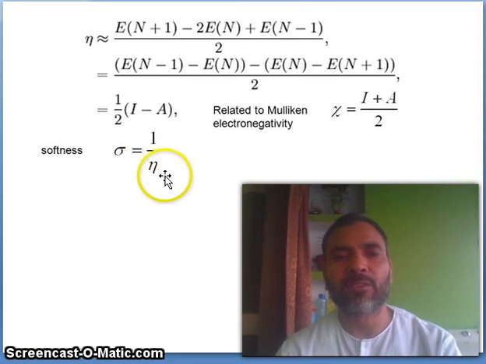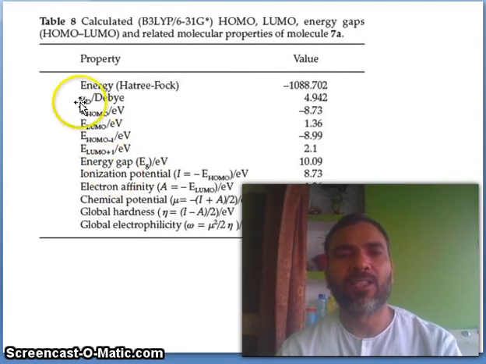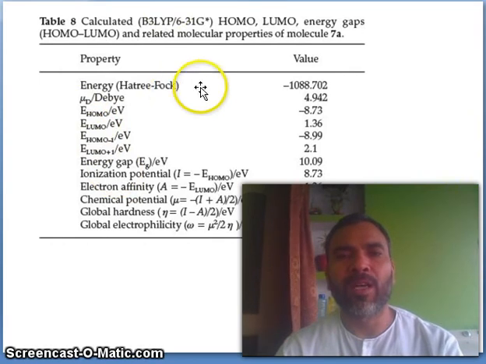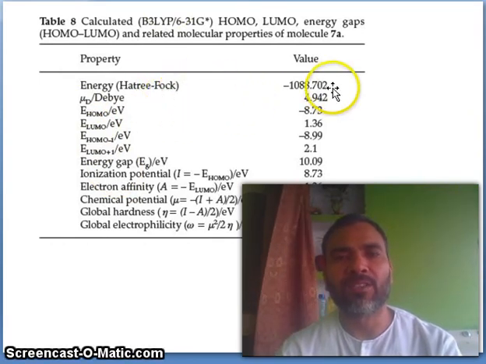So sigma is equal to 1 by eta. You know the eta, you can calculate the sigma. So in this paper, how are people writing? The total energy in Hartree-Fock value is this.